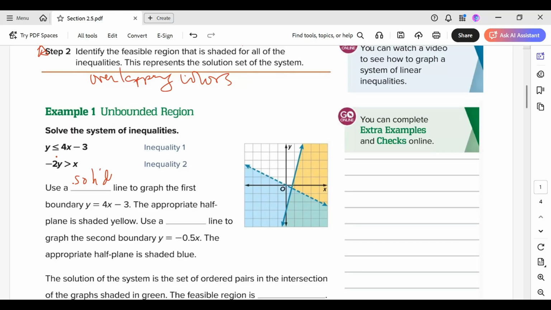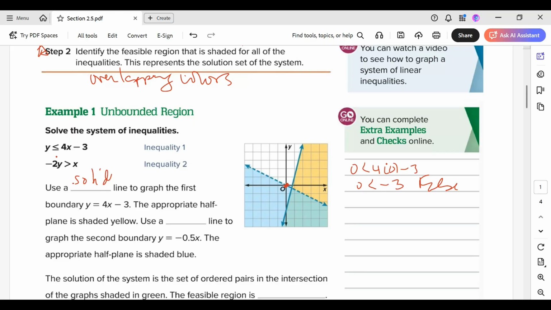The appropriate half of the plane is going to be shaded yellow, and notice that here's the origin point, and the line was to the right of it. So I plugged 0, 0 into the equation. Basically, you say 0 is less than 4 times 0 minus 3. 0 is smaller than negative 3. That is a false statement. So 0, 0 was to the left of the line, so I shade to the right of the line.